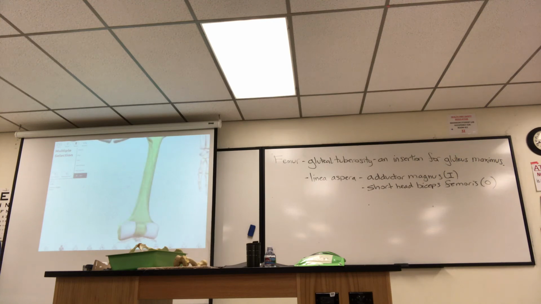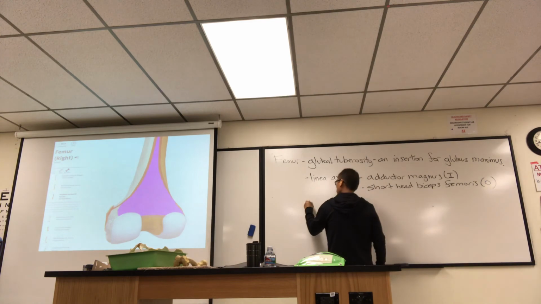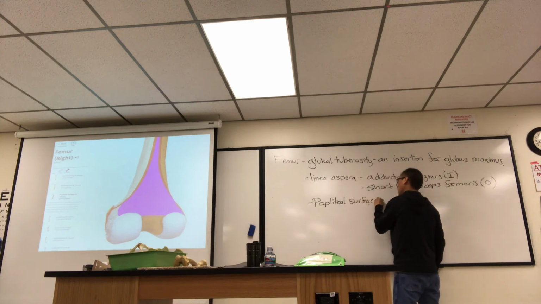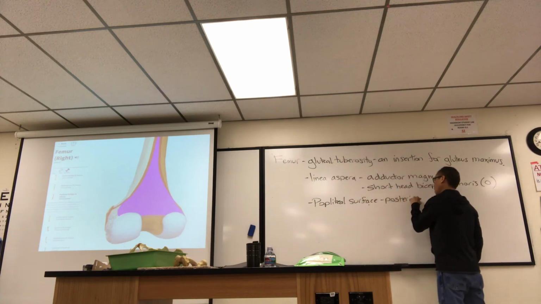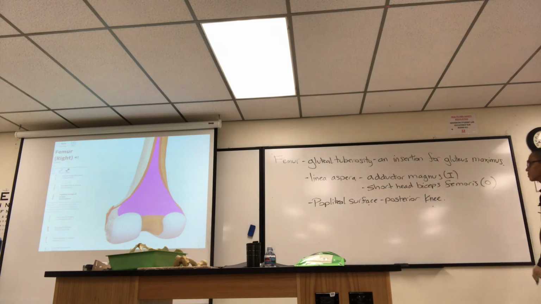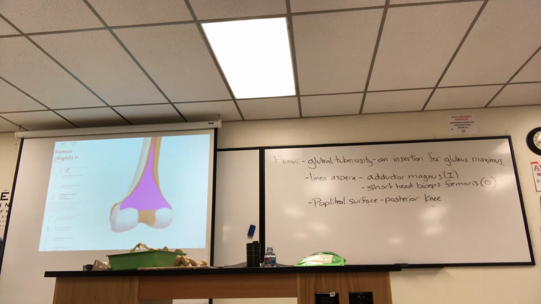Let me isolate the femur, go back to my surfaces. What's in purple on the distal femur there, that's basically the back of the knee. It's the popliteal surface. Now, that surface is just a surface. There's important things there. There's a major artery, nerve, and vein that go through there. Well, let's know the artery. Popliteal artery passes by there.